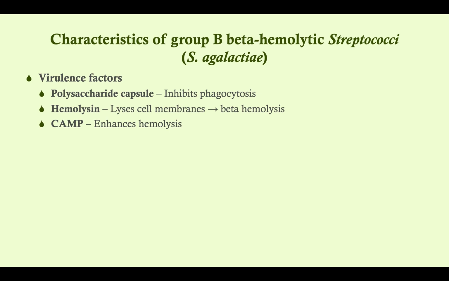Now, the cool thing about capsules is that we can take the components of the capsule and use them to make a vaccine. And we've already done that with strep pneumo, but we haven't done that, unfortunately, yet with Strep agalactiae, but it is in progress. They're trying to do it right now.